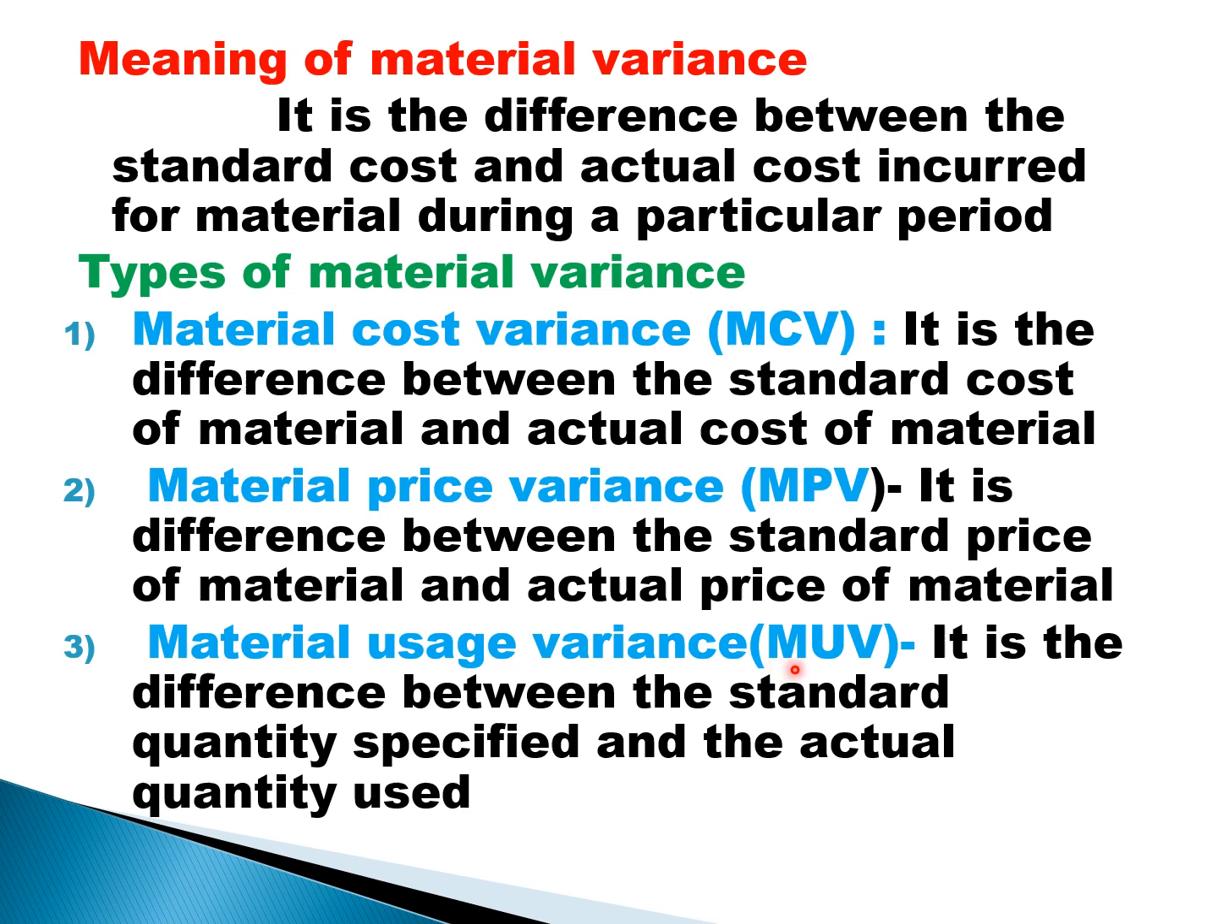Next, material usage variance. It's called MUV. It is a difference between the standard quantity specified and the actual quantity used. For example, students, as explained before, you should use 2 kg rice for 10 people, but you have used 3 kg rice for 10 people. So this is called material usage variance. You have used more or you have used less. It's called material usage variance.